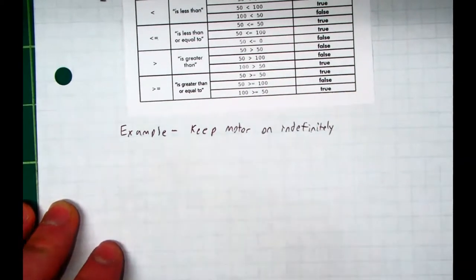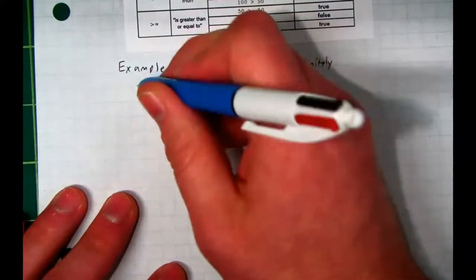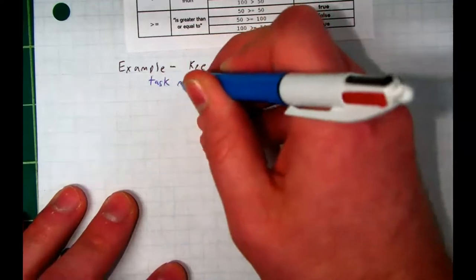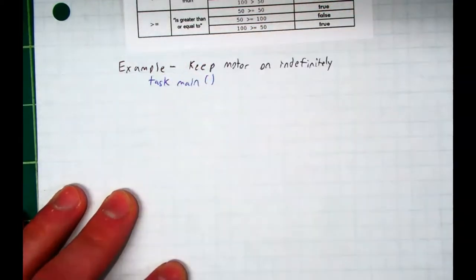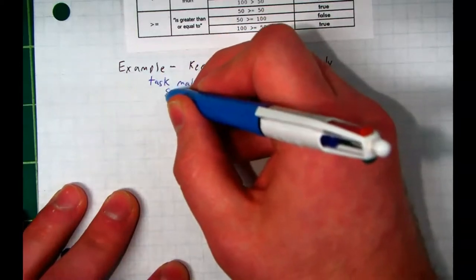So the first thing we do, obviously, the beginning of the code is task main. Let's move this up just a little bit. Task main, and then parentheses, parentheses. Beneath, I'm going to open my bracket to start my code.